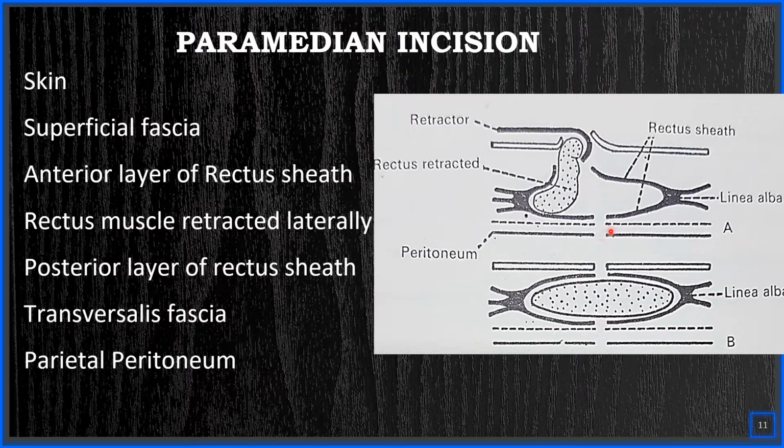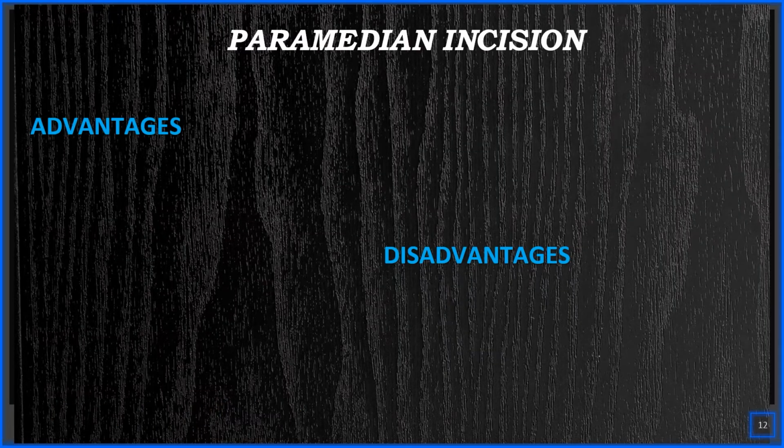Then you have the fascia transversalis and finally the parietal peritoneum to reach the peritoneum. So these are the different layers that are cut in paramedian incision. And paramedian incision is placed 2.5 centimeters lateral to the midline, and paramedian incision is the most preferred incision. So what are the advantages and what are the disadvantages? So advantages of paramedian incision is better healing.